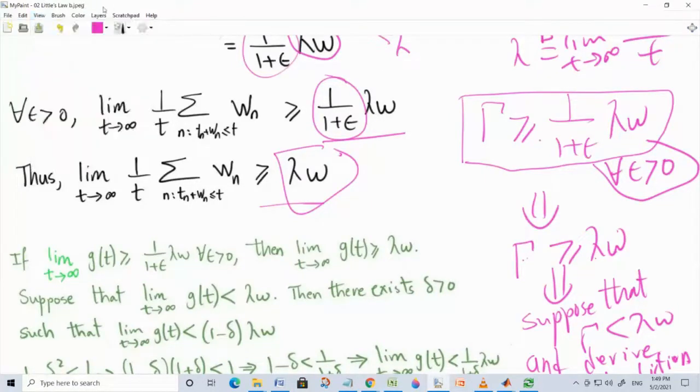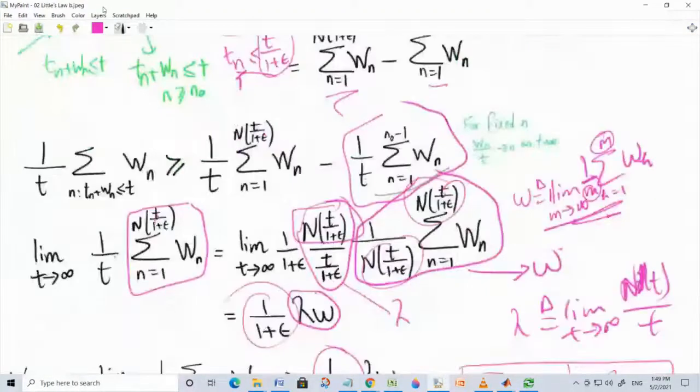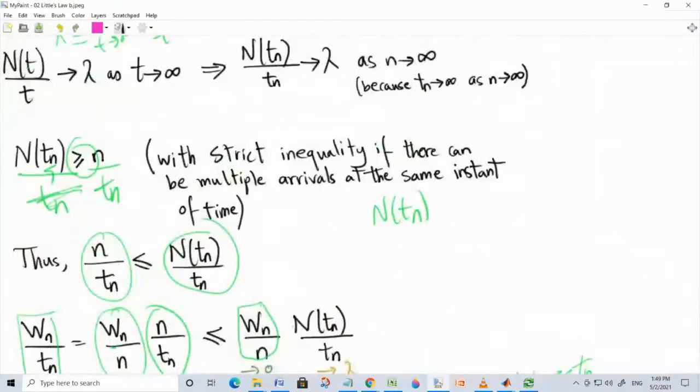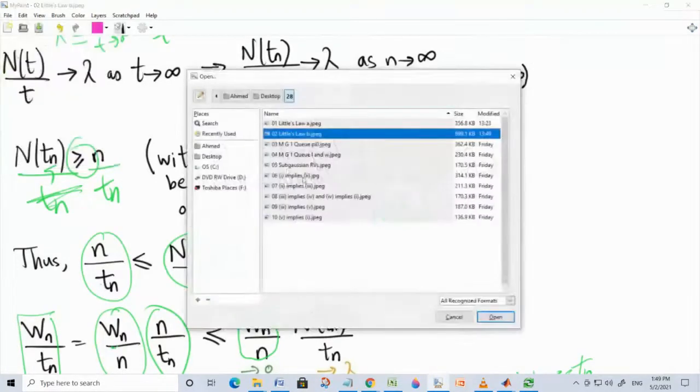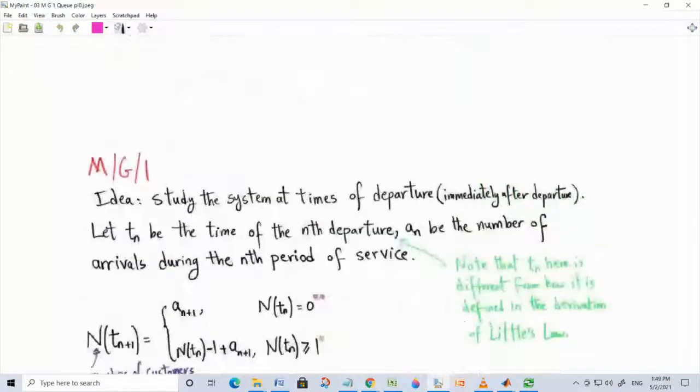And you see here, we didn't say exponential or memoryless or anything like that. There is an inequality here, as I said, on n of t, which will actually allow arrivals at the exact same instant of time and so on. Little's law is applicable to all those situations that you may think it is not applicable to.